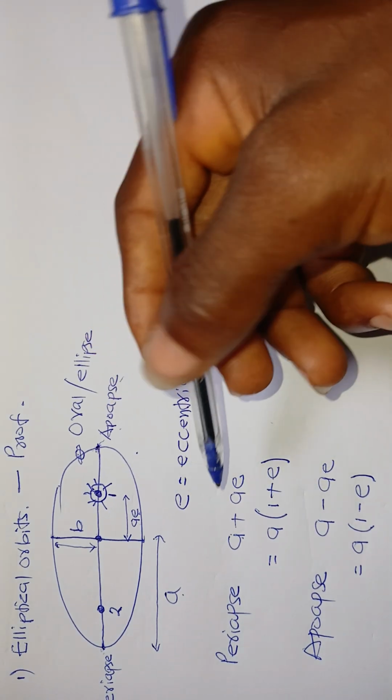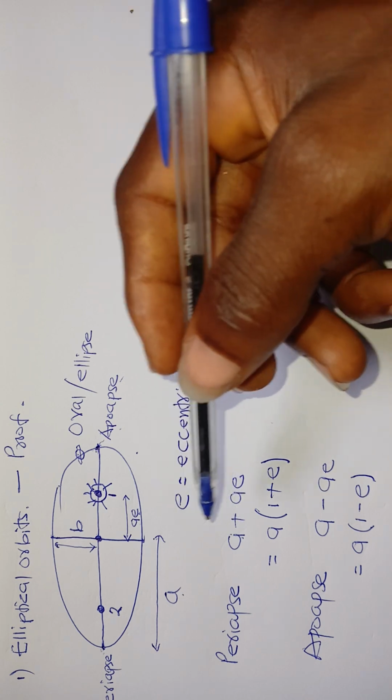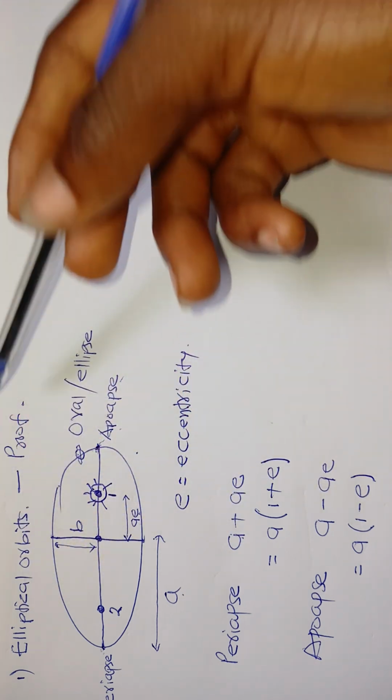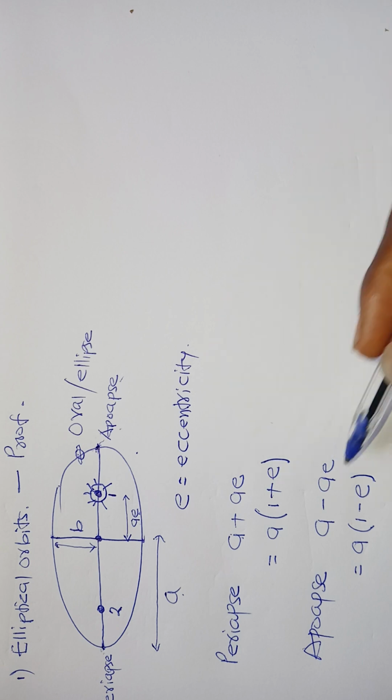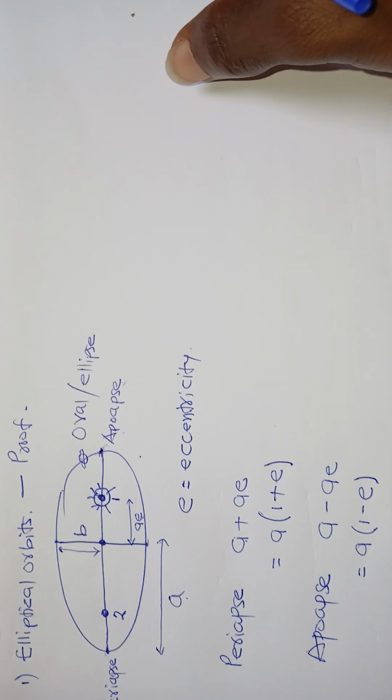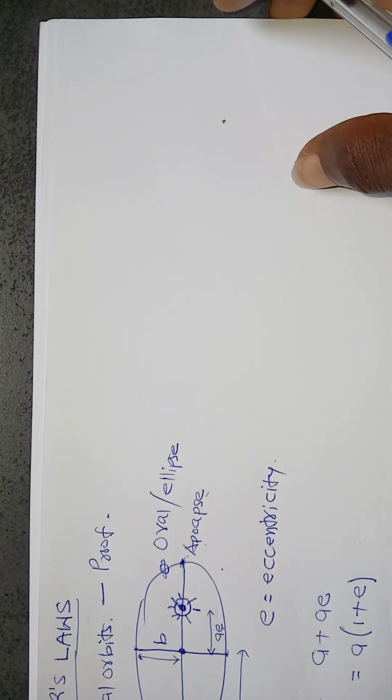We are doing this because it's going to help us prove the first law rigorously. We need to know certain things about the ellipse before we start proving that. Now let's get into it.